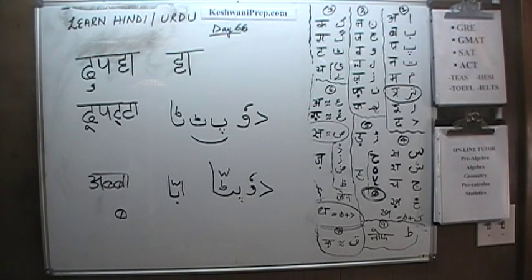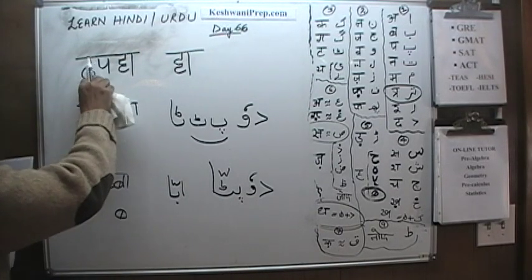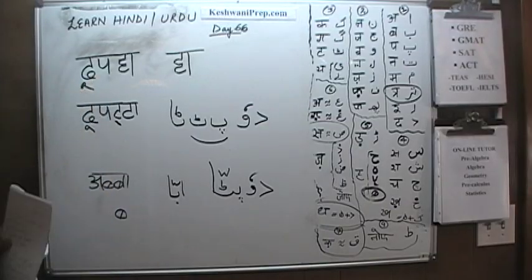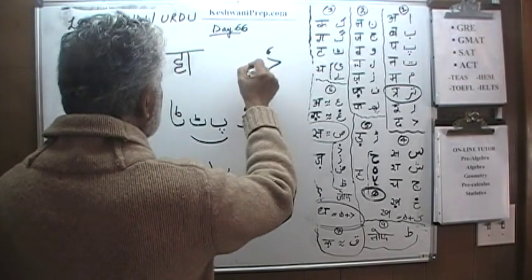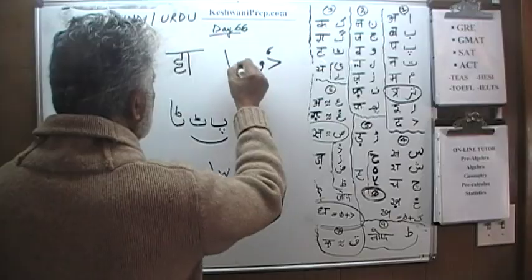Oh, sorry, it's misspelled. It has a choti u ki matra and it should be a badi u ki matra. Dupatta. Let's put it together, shall we? In Urdu. Do patta.